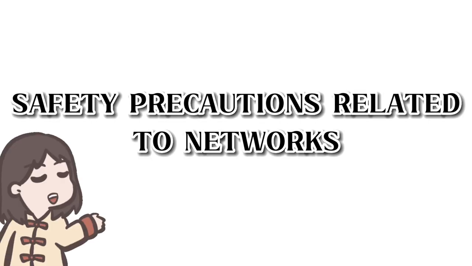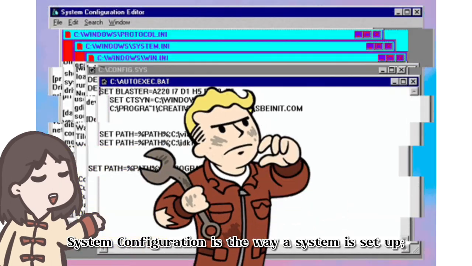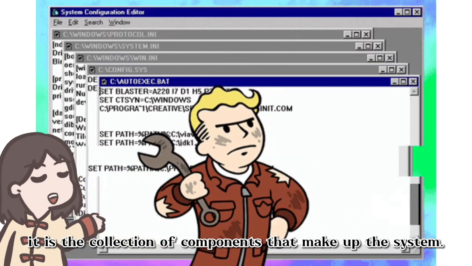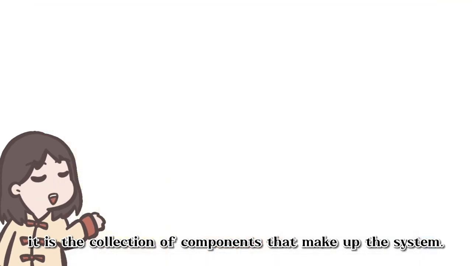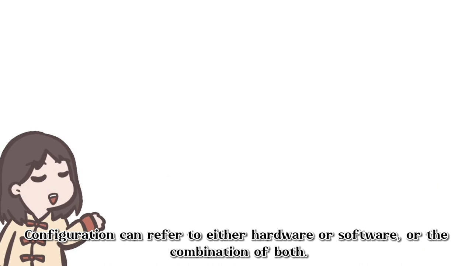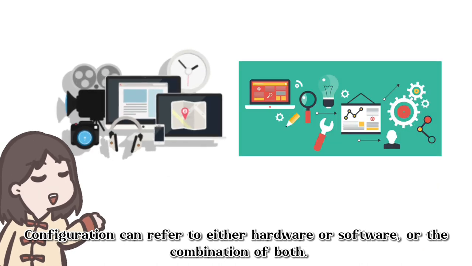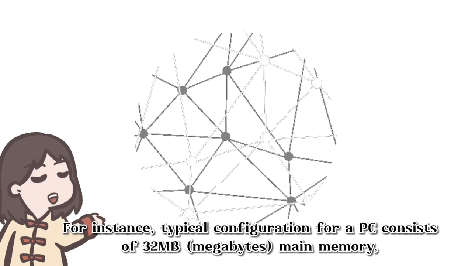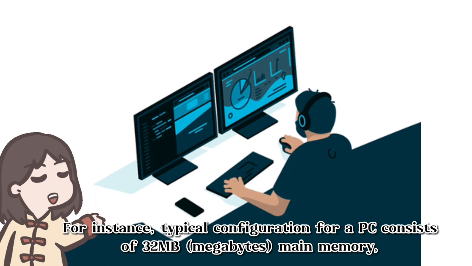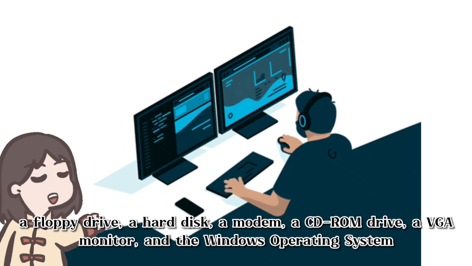Safety precautions related to network. System configuration is the way a system is set up. It is the collection of components that make up the system. Configuration can refer to either hardware or software, or the combination of both. For instance, a typical configuration for a PC consists of 32 MB main memory, a floppy drive, a hard disk, modem, CD-ROM drive, a VGA monitor, and the Windows operating system.